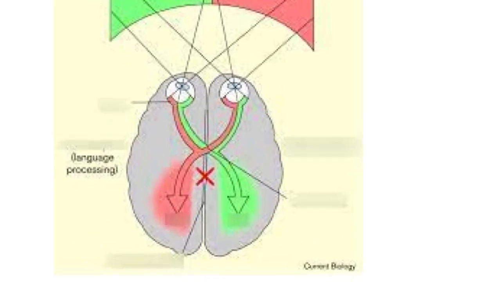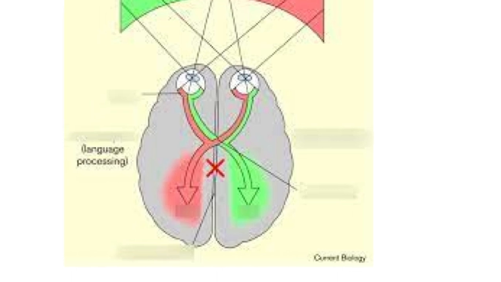So if you take a look at this picture, you can see the eyes are right there. So we have the left side and the right side of the brain. Over here, we have the right visual field. That's what that's saying right there. And the left visual field over here.